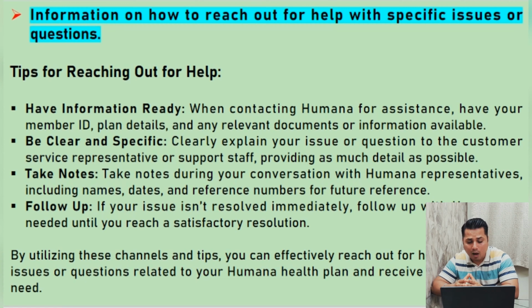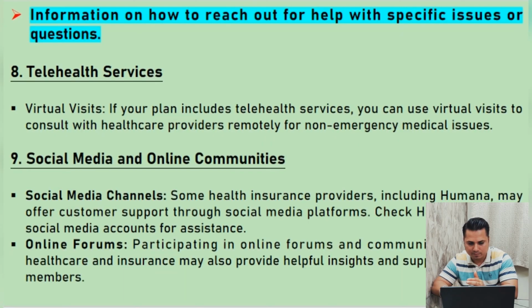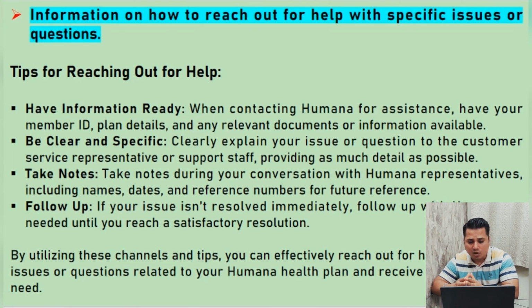Now, information on how to reach out for help with specific issues or questions. So, here are tips for reaching out for help. Have information ready. When contacting Humana for assistance, have your member ID, plan details, and any relevant documents or information available. Be clear and specific. Clearly explain your issue or questions to the customer service representative or support staff, providing as much detail as possible.